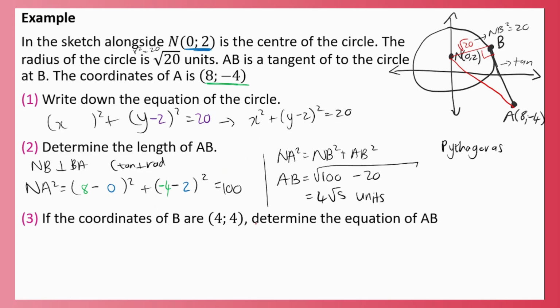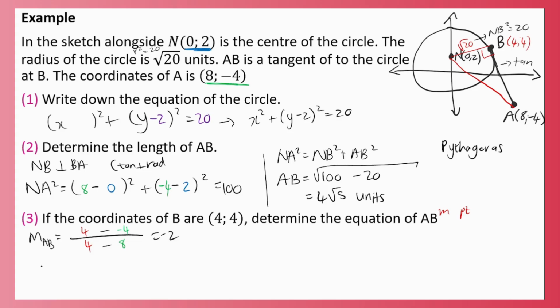Now in this last question, they are saying B is (4; 4), and now they want you to find the equation of AB. AB is a straight line, so you need a gradient and you need a point. And we have both. We have 2 points, so we can find a gradient. So our gradient of AB is going to be your difference in y's over your difference in x's, which is -2, and that makes sense because it is a decreasing line.